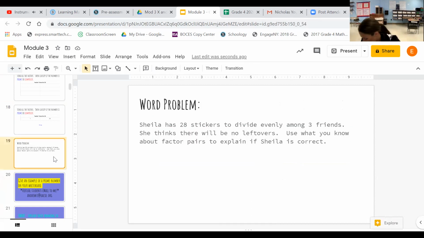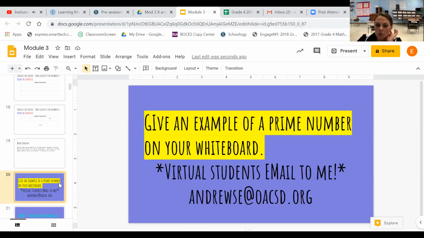Today, what I'd like you to do is, I'm going to skip this one for the sake of time, and I want you to give me an example of a prime number. So if you're in your classroom, you're just going to hold up your whiteboard, be it all-star, and write down the factors, 1 and me, for prime. So give any example of a prime number. If you're at home, you could either take a picture of this, or you could just send me an email typing what an example of a prime number is. Okay?